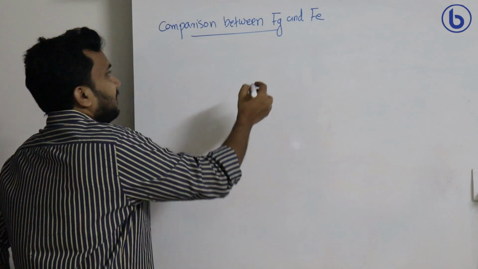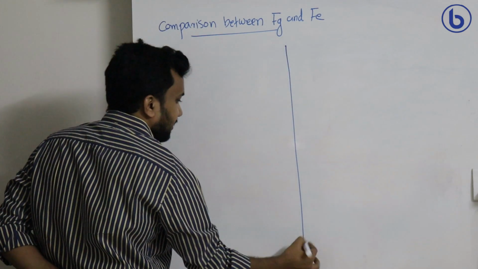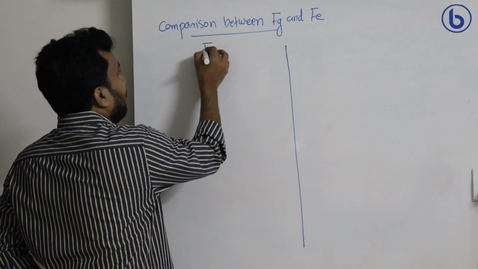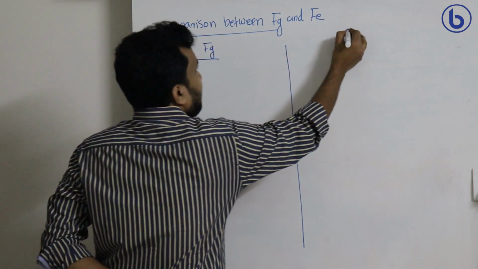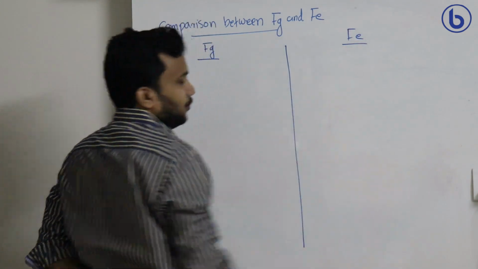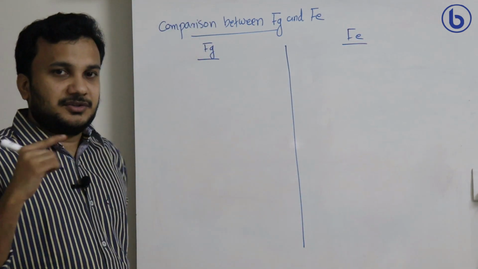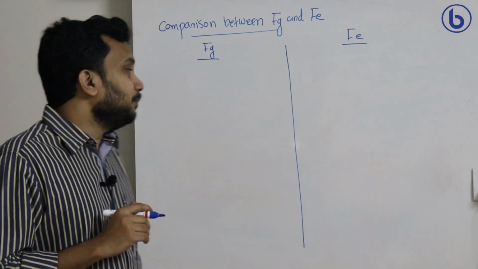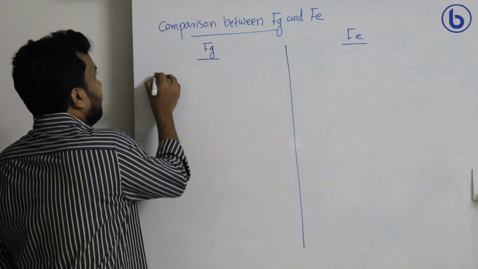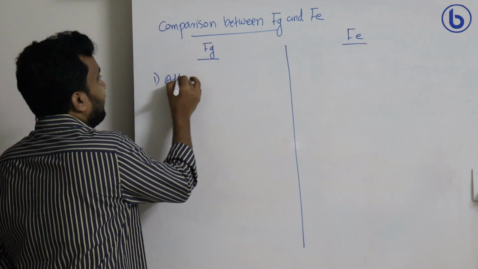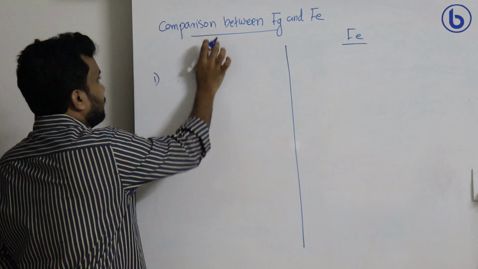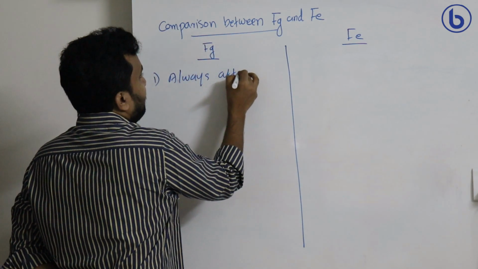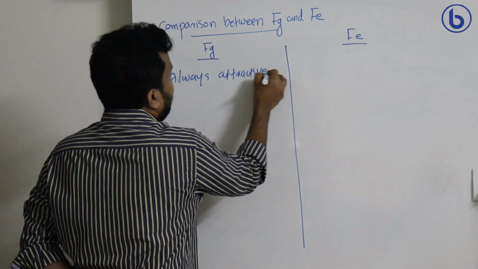I'll make it a tabular column, so it is easy to separate the two. In the left column I am giving gravitational force, and in the right column electrical force. First listen to the board, do not write along with me. You can pause the video and then write it down. The first point: gravitational force is always attractive in nature.